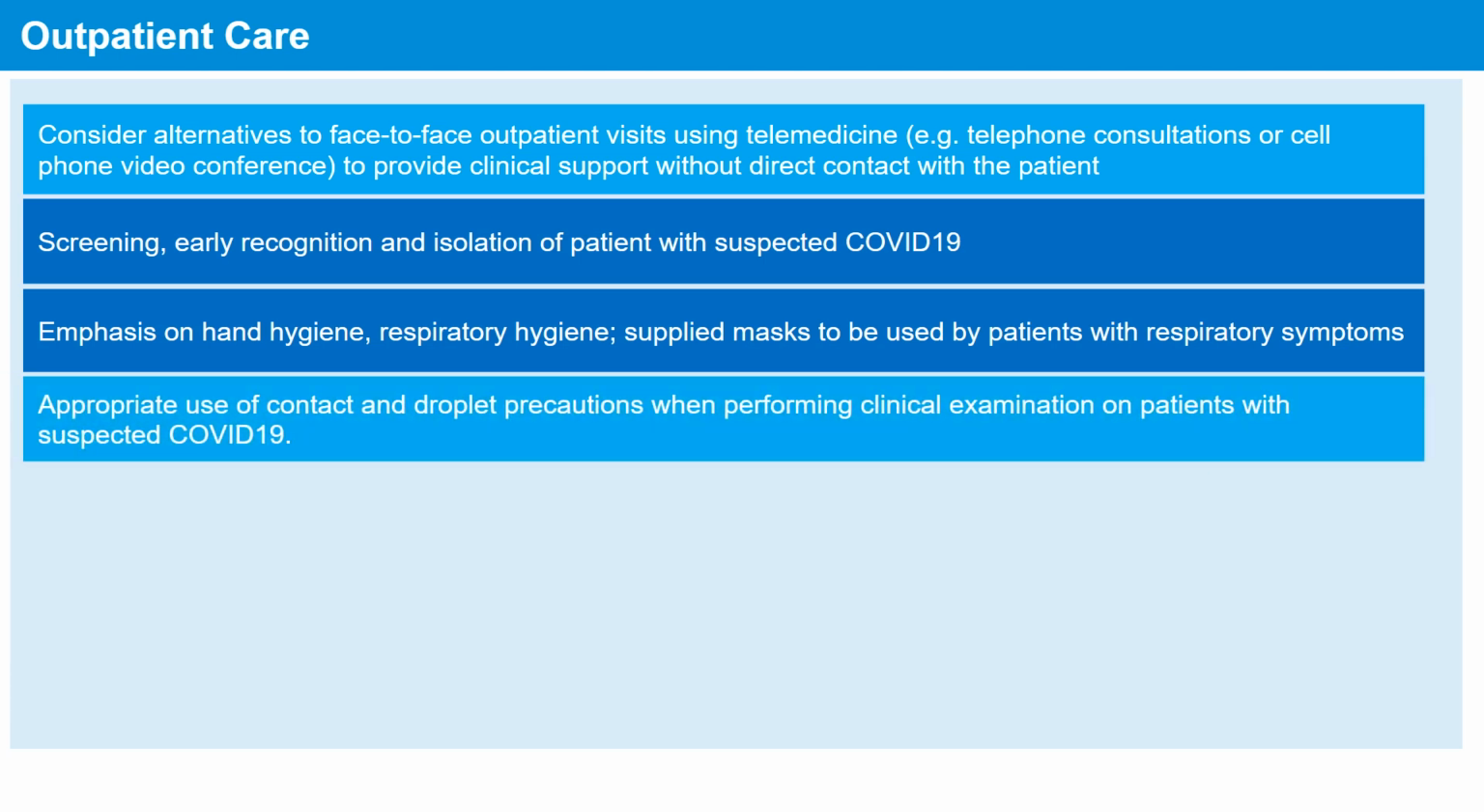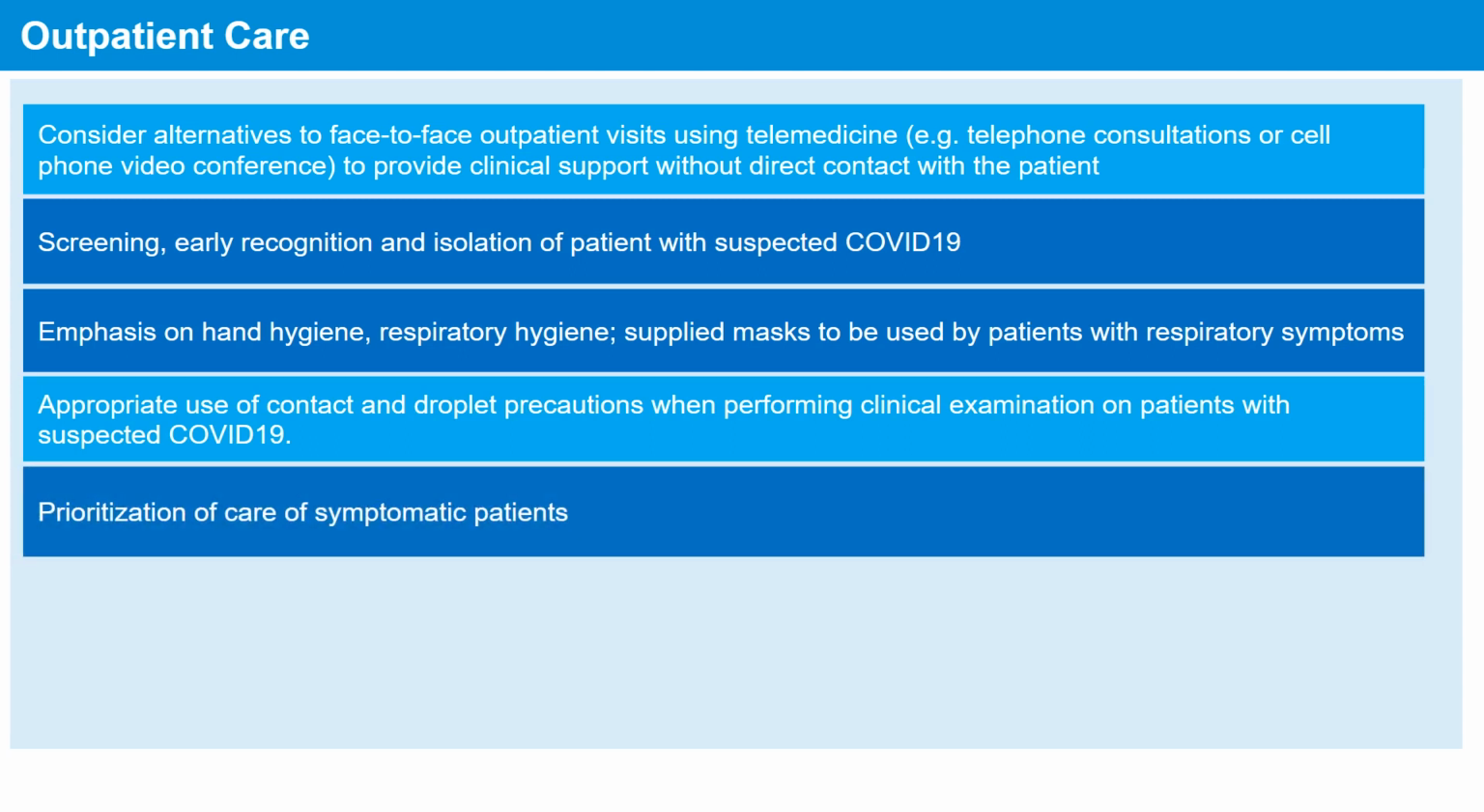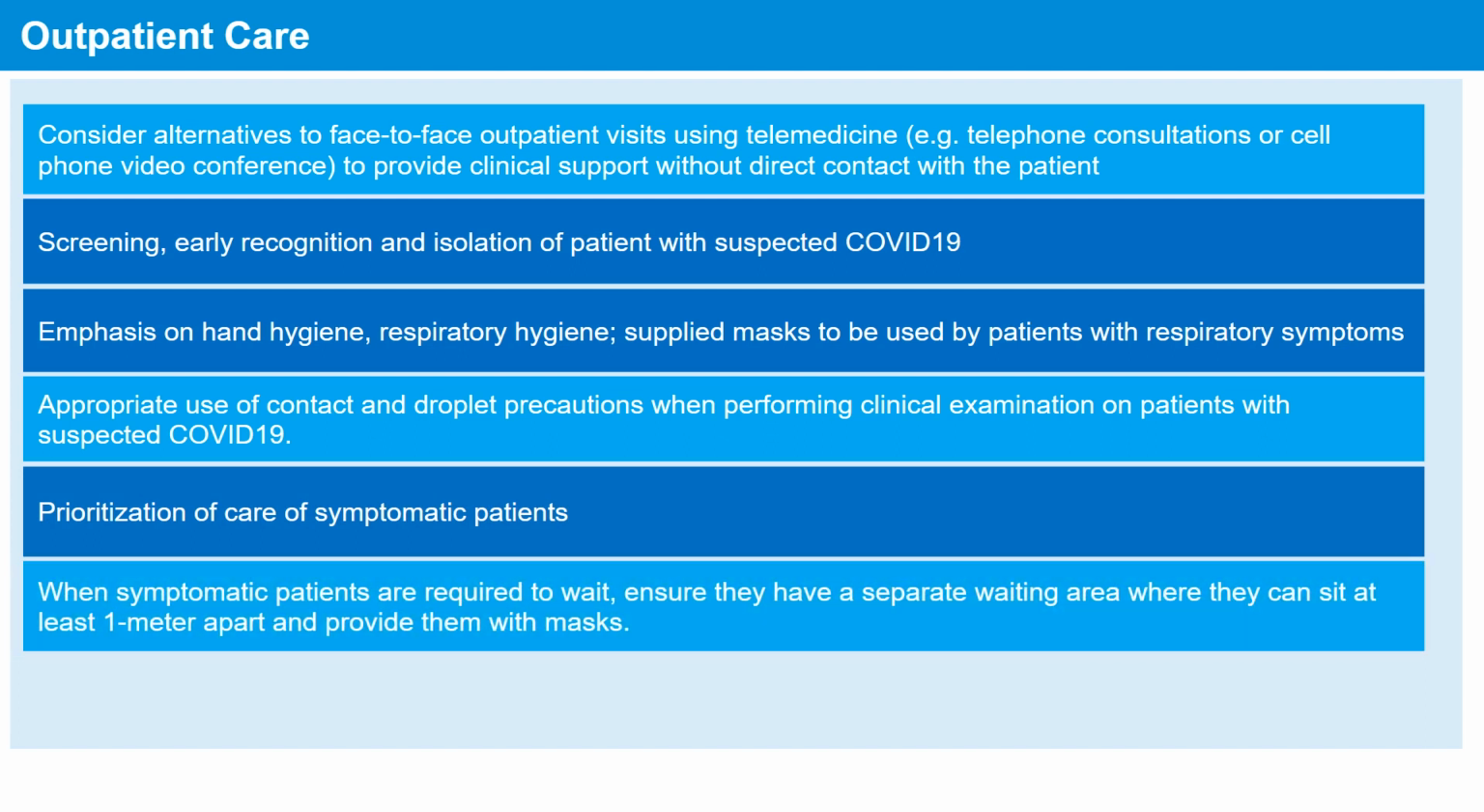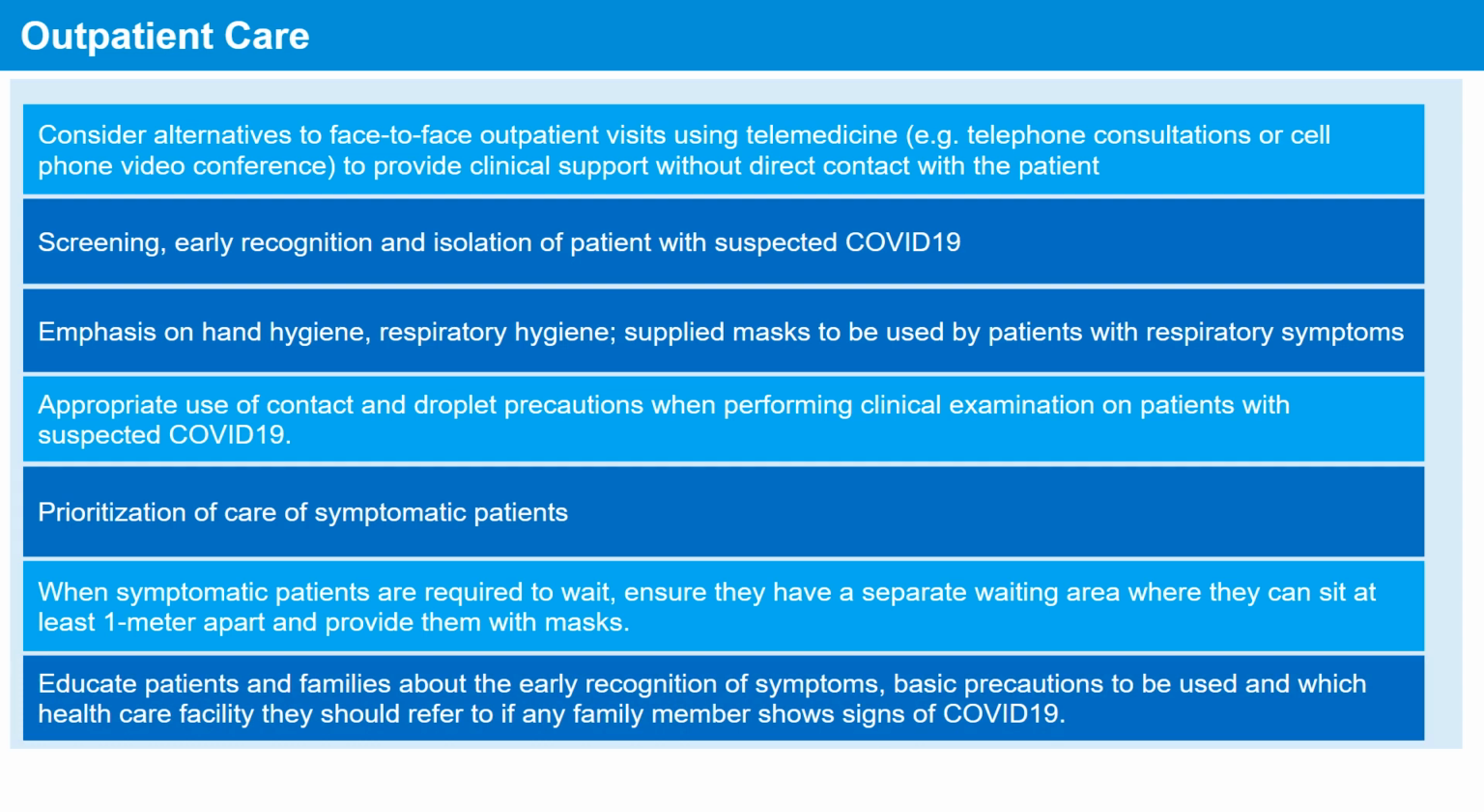Appropriate use of contact and droplet precautions when performing clinical examination on patients with suspected COVID-19. Prioritization of care of symptomatic patients. When symptomatic patients are required to wait, ensure they have a separate waiting area where they can sit at least 1 meter apart and provide them with masks. Educate patients and families about the early recognition of symptoms, basic precautions to be used, and which healthcare facility to refer to if any family member shows signs of COVID-19.